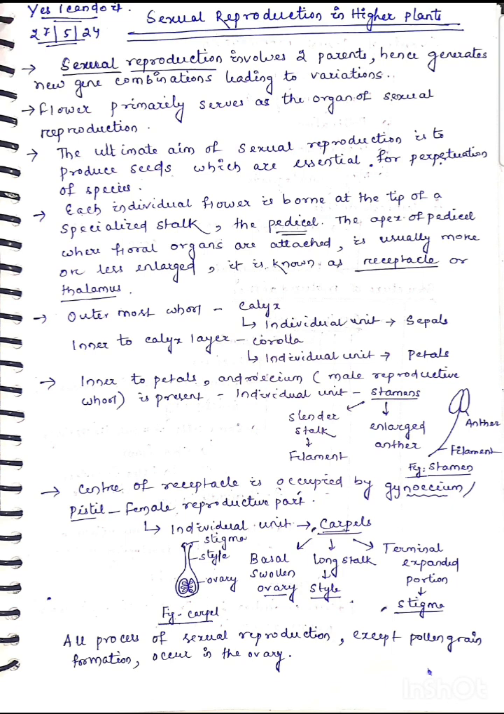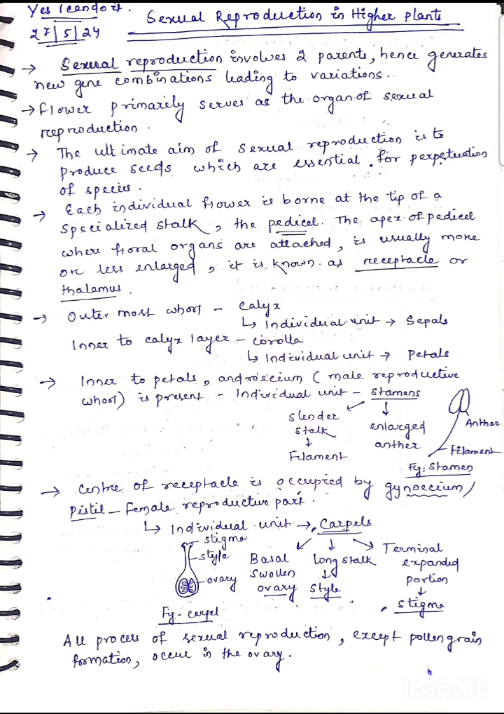As I have promised, I will come with a video describing your chapter, sexual reproduction in higher plants. So it is the last unit of the botany syllabus. So let's start. At first, what is sexual reproduction? The reproduction which involves two parents and hence generates a new combination leading to variation.